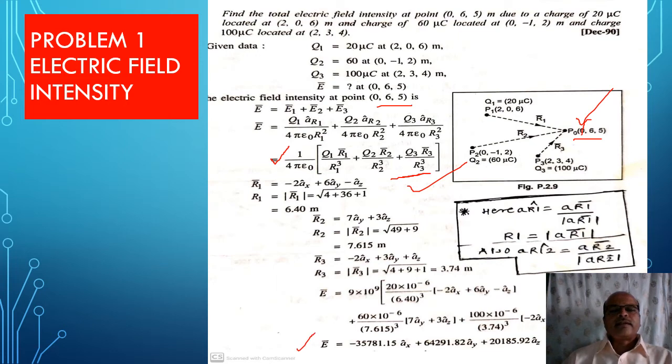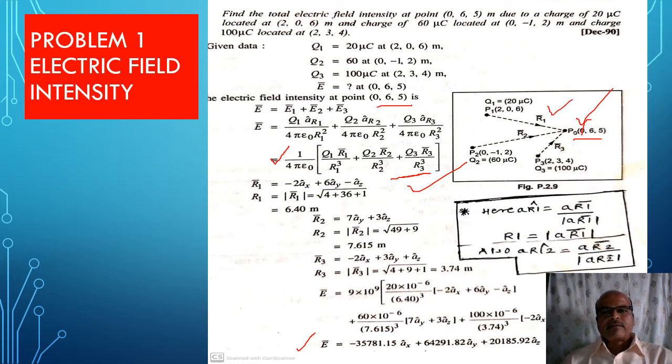So first calculate this R1 bar, that is, R1 bar here is minus 2x cap plus 6 AY cap minus AZ cap. We have to calculate R1 bar here.